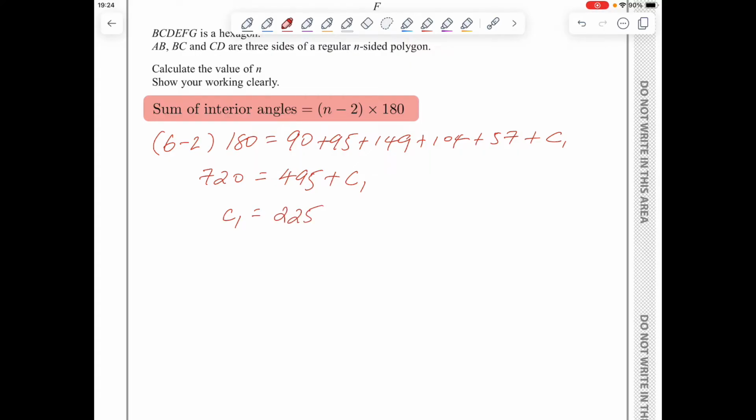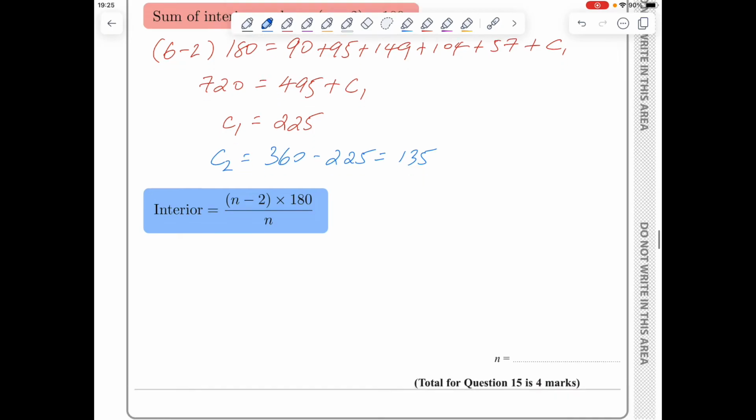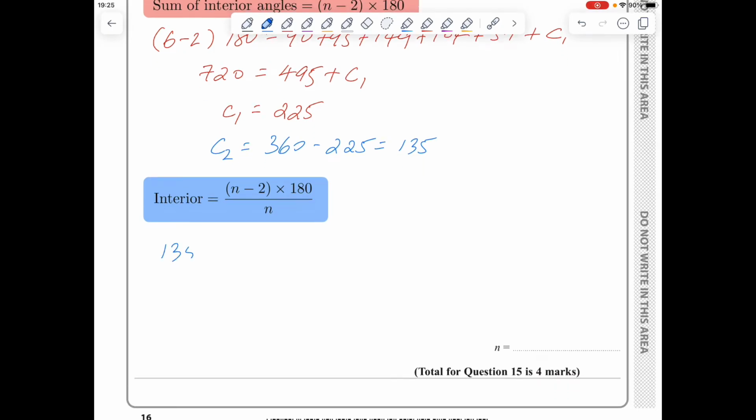225. Now, angles at a point add up to 360. So the obtuse angle C, the blue one, is equal to 360 minus 225, which is equal to 135. And now I can use the formula for the interior angles of a polygon, which is the following. So 135 is equal to (n minus 2) times 180 over n.